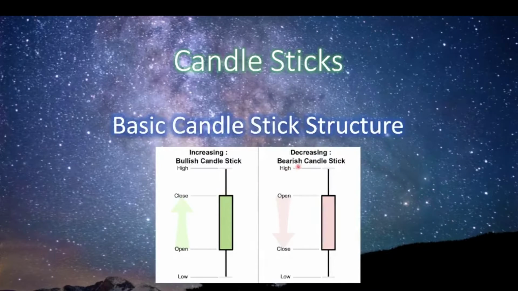So a bearish candle is decreasing in price action, meaning the open is here and the close is here. This is the body. And at some point in the price action, the high was pushed all the way up to this point and the low was pushed all the way down to this point.